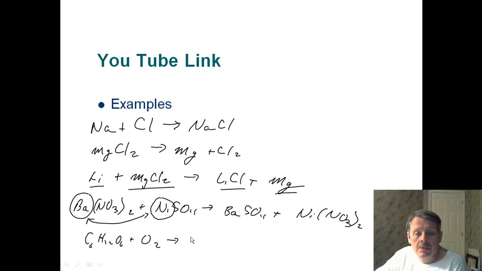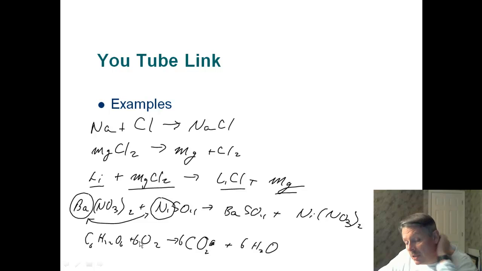Okay, this is sugar plus oxygen, and it produces CO2 and water. So what is that one? Yep, that's going to be a combustion reaction, very common combustion reaction, because you're producing carbon dioxide and water, and you have a CH or a CHO compound on the left, and you're combining it with oxygen.